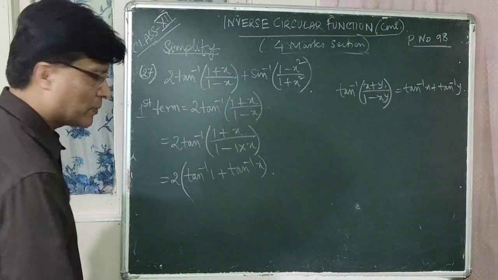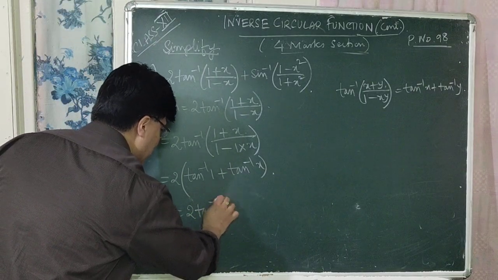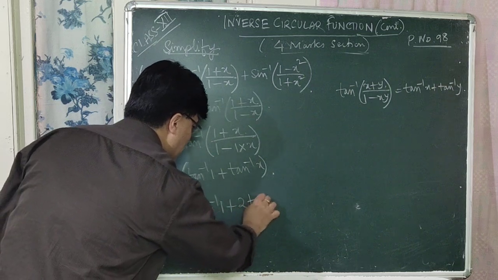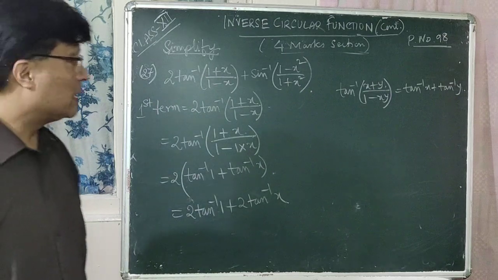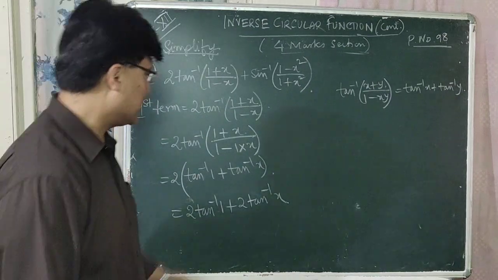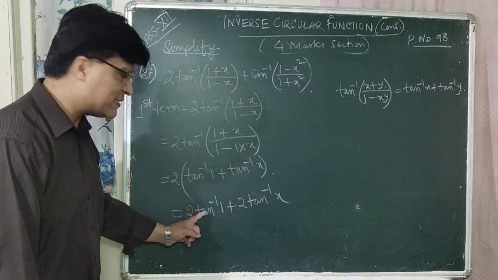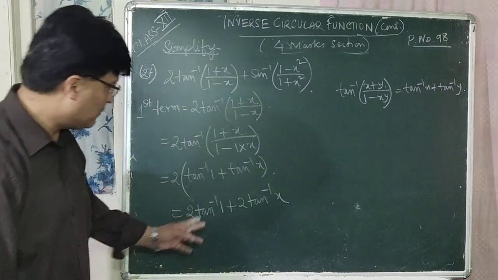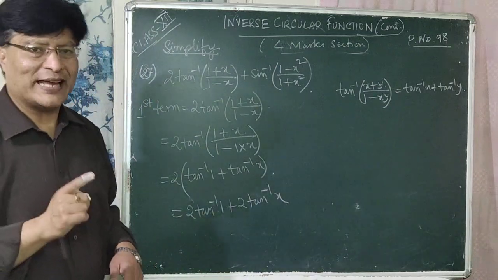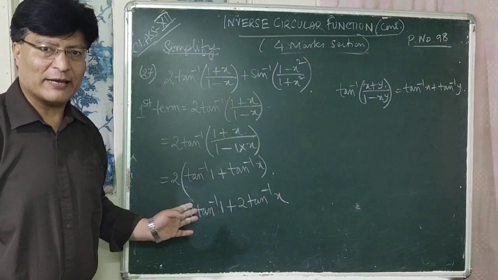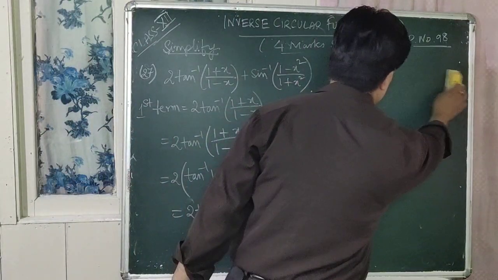Is it clear? So which is equal to, now you can multiply them, 2 tan inverse 1 plus 2 tan inverse x. Now, in this case, you cannot simplify 2 tan inverse x, but you can simplify tan inverse 1, isn't it? If it is tan inverse 1, you can write 1 in terms of tan. So tan of which angle is 1? Tan pi by 4, isn't it?